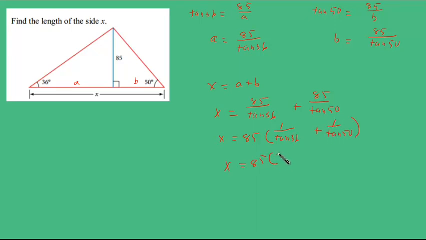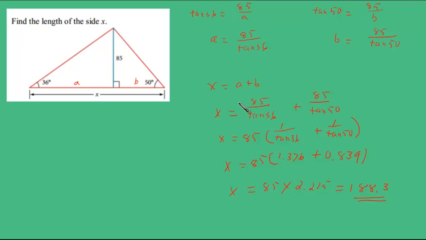So this gives me 1.376 approximately, and the other one 0.839. 1.376 plus 0.839 is 2.215, which means that X is 188.275, 188.3 more or less.